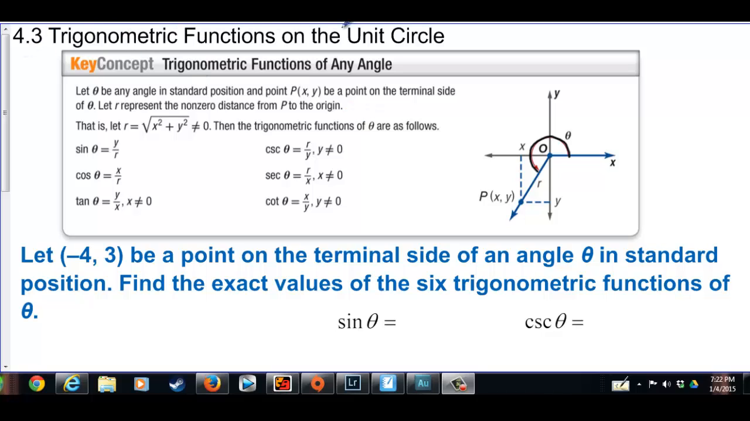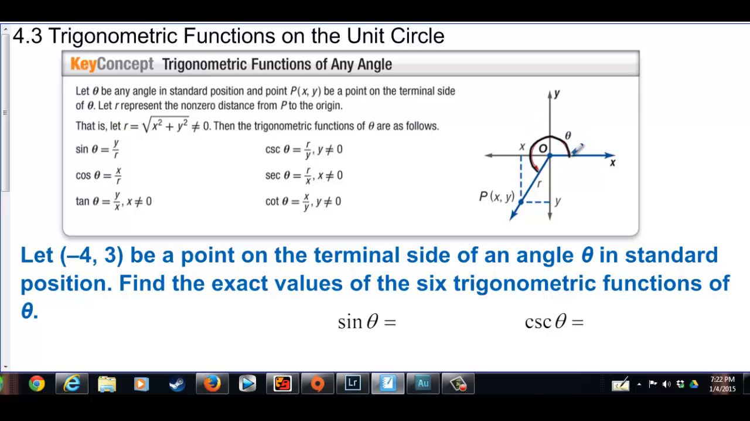4.3 Trigonometric functions on the unit circle. Let theta be any angle in standard position and point P(x, y) be a point on the terminal side of theta. Let r represent the non-zero distance from P to the origin. That is, let r not equal 0. Then the trigonometric functions of theta are as follows.